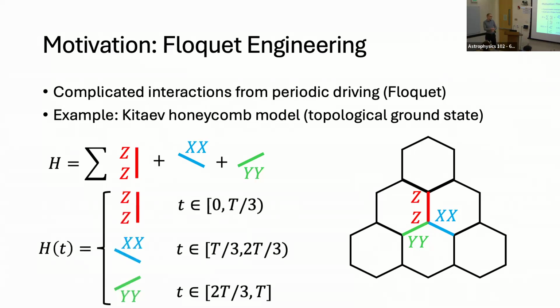But what you can do is a sequence of pulses in your Hamiltonian. You can have a time varying Hamiltonian where you turn on a ZZ interaction for a short amount of time, like a third of some period, and then turn on an XX interaction for the next third of the period, and then turn on a YY interaction for the remainder of the period. And you cycle between these very quickly, and then there's some rotating frame transformation which, in the high frequency regime, will take you to an effective Hamiltonian, which is just this Kitaev honeycomb model.